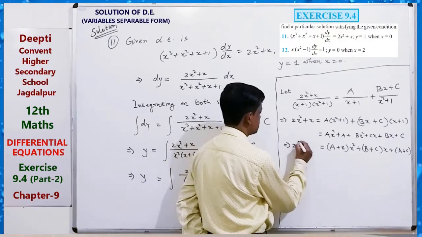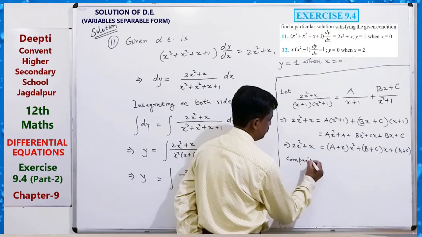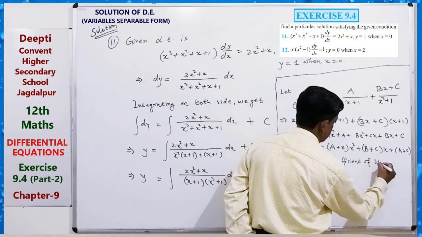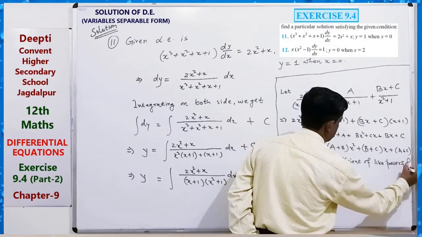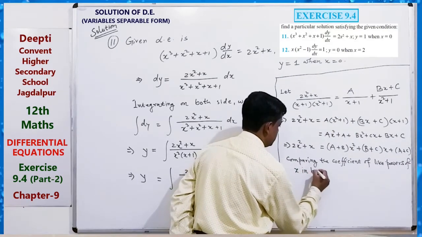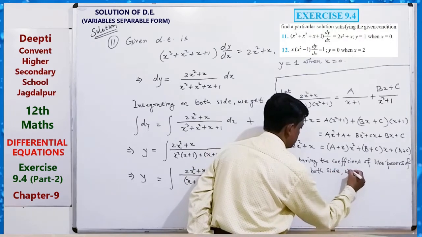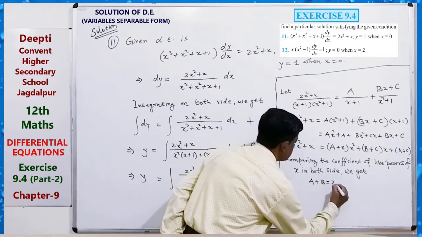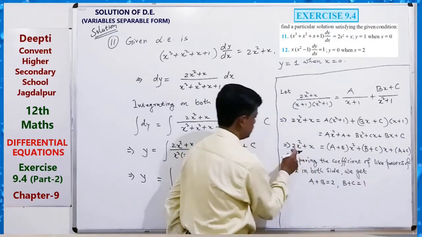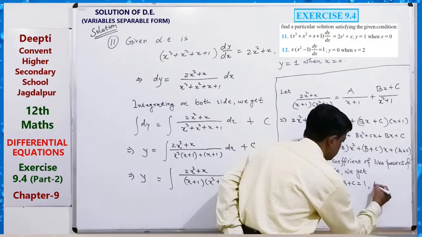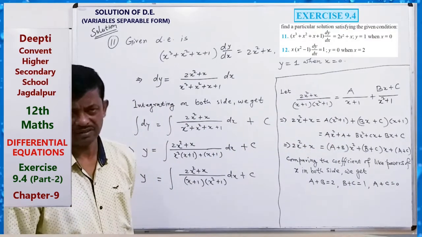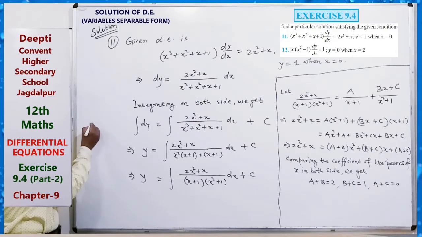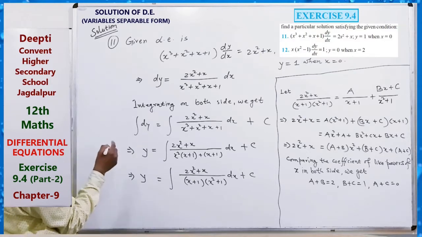The left hand side is 2x square plus x. Now comparing the coefficients of like powers of x on both sides, we get A plus B equals 2, B plus C equals 1, and A plus C equals 0. Now solving these three, you can do it as rough work. From A plus B equals 2 and A plus C equals 0, we can write A equals minus C from the third equation.